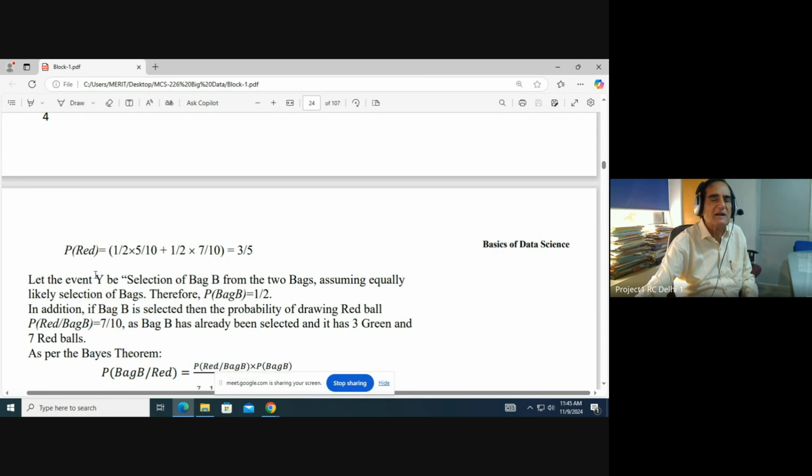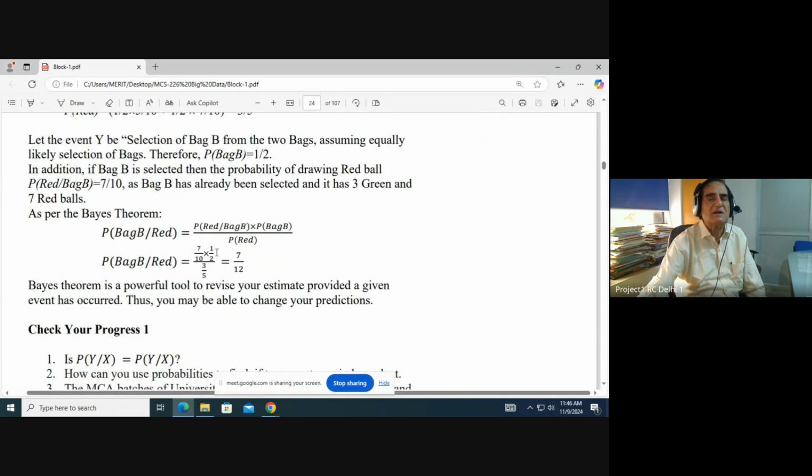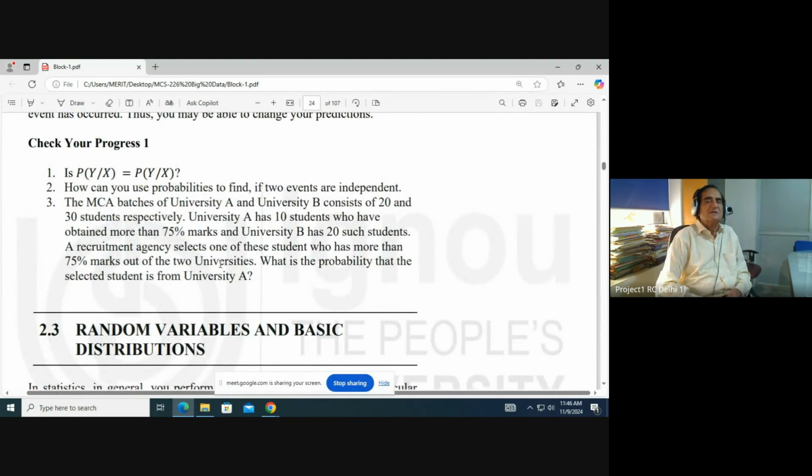So let the event Y be selection of bag B from the two bags, assuming equally likely selection of bags. Therefore, P(bag B) is 1 by 2. If bag B is selected, then the probability of drawing a red ball is 7 by 10. As bag B has already been selected, it has 3 green and 7 red balls. So it depends upon which is there, 7 by 10, 1 by 2. All these things are there, which is done.